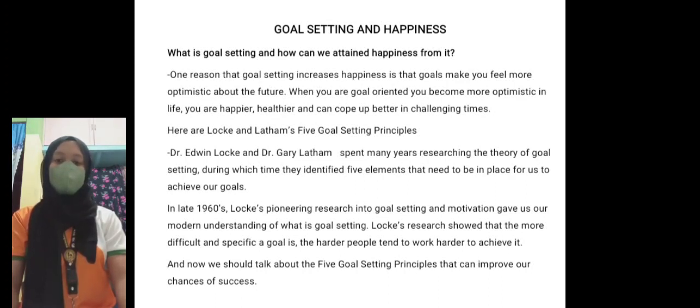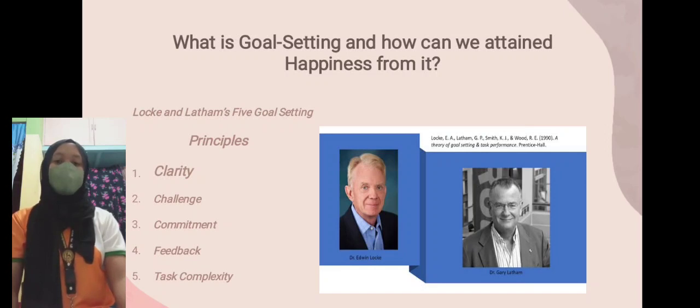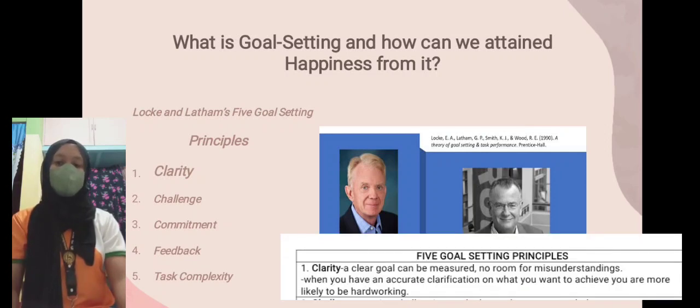In the late 1960s, Locke's pioneering research into goal setting and motivation gave us our modern understanding of what goal setting is. Locke's research showed that the more difficult and specific a goal is, the harder people tend to work to achieve it. And now, we should talk about the 5 goal-setting principles that can improve our chances of success. 5 goal-setting principles. Number 1.